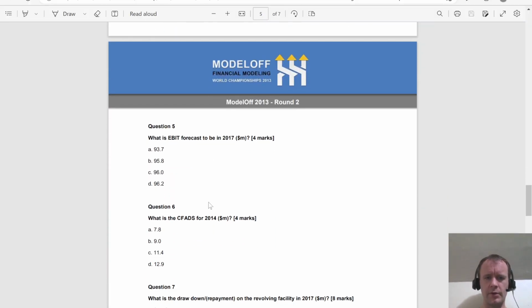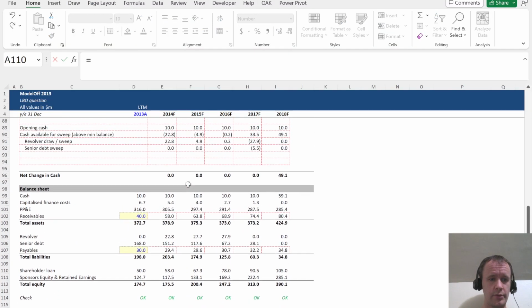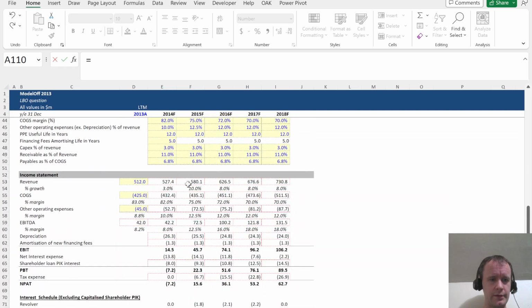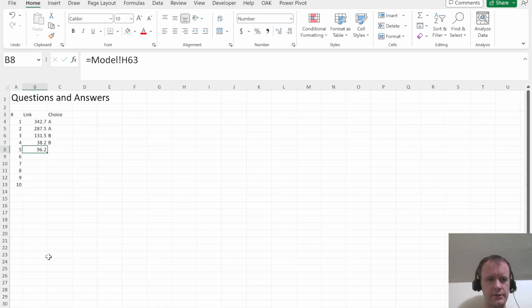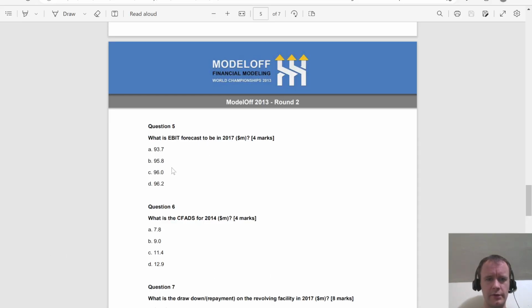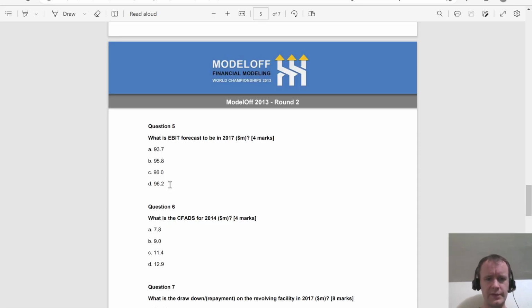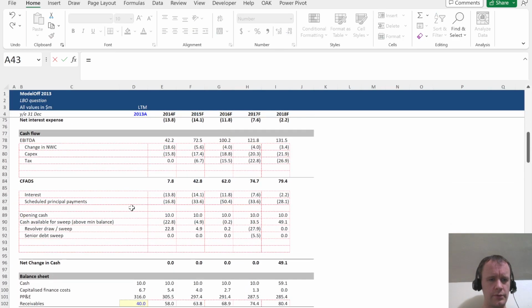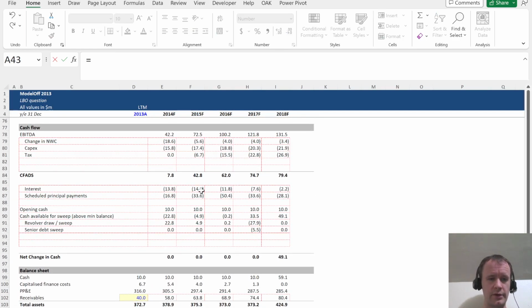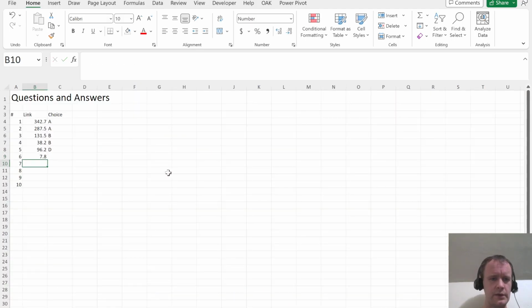Question 5. EBIT forecast in 2017. Looks like things are working, but don't jinx it. Income statement, EBIT. What year did I say? 2017? Yes, 96.2. D. Whoops, sorry. D there. 6. What is CFADS for 2014? Cash flow available for debt service. Another term that I never knew before ModelOff. Sorry, what was the question for 2014? Here. 7.8, which is A.